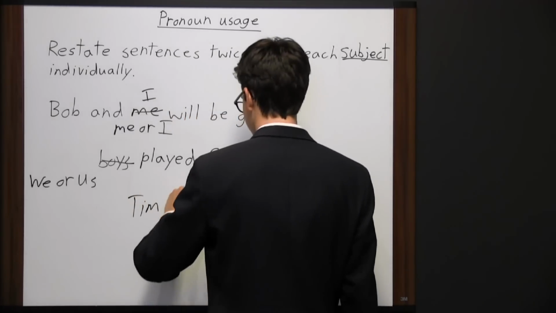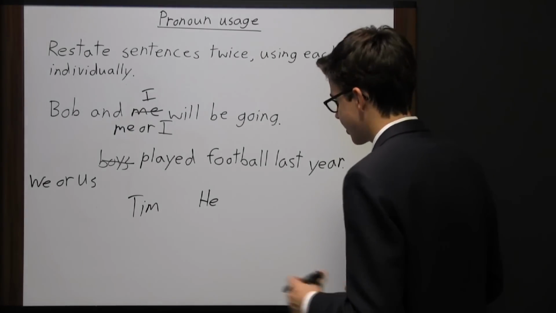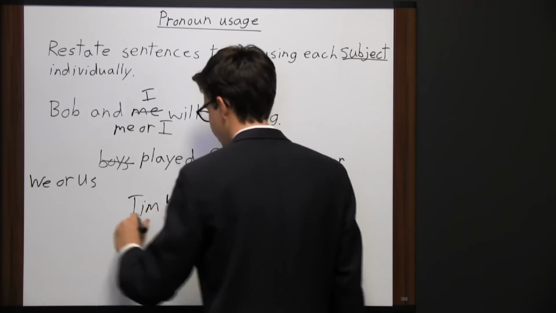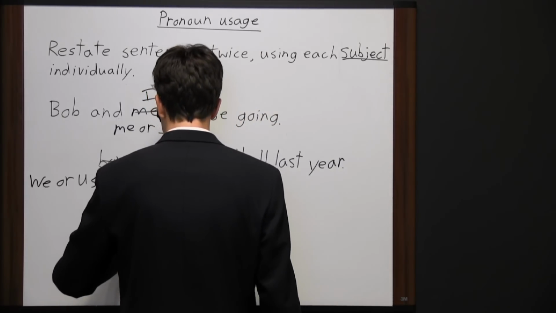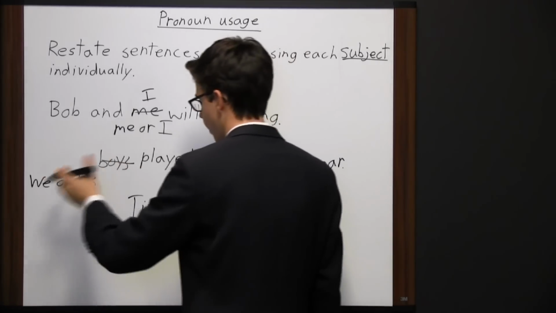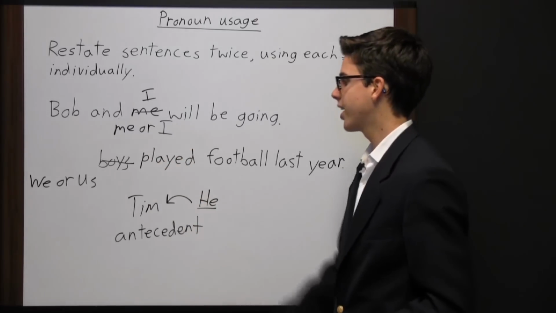Tim would be the antecedent for the pronoun he. So say Tim went to the store. We could instead say he went to the store. So the pronoun he would be standing for Tim, which would be the antecedent. So here, boys is the antecedent for we or us. So we don't need to use a pronoun and its antecedent, so we just eliminate boys here.